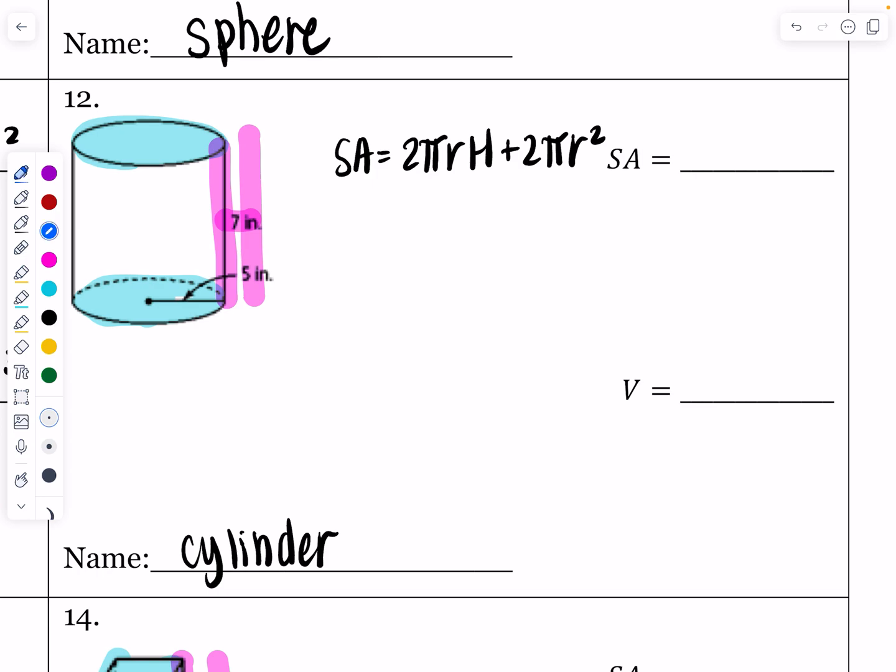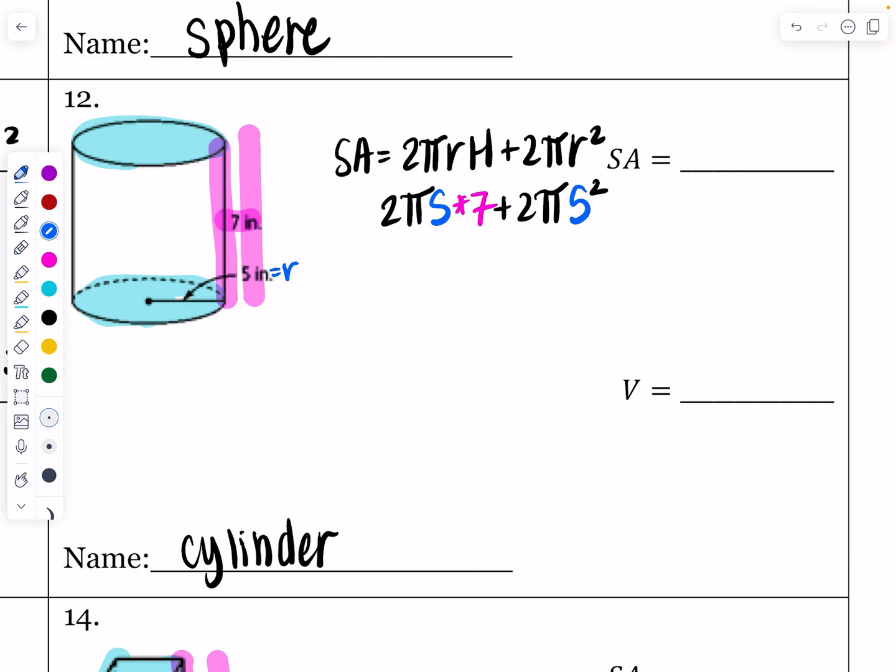We've got our radius. Our radius is 5. There's my radius, and then there's my height. And so I'm just going to plug this in. So it's going to be surface area equals 2 pi, radius is 5, times my height, which is 7, plus 2 pi r squared. I'm going to plug in my 5 there.